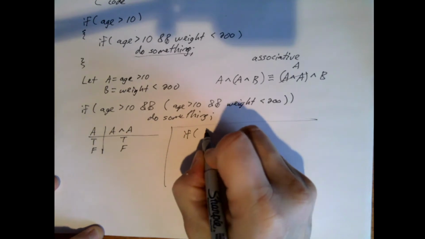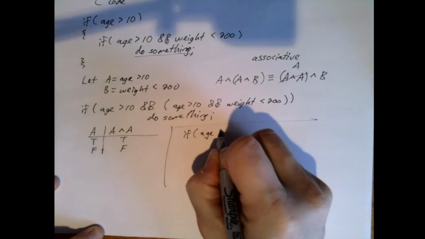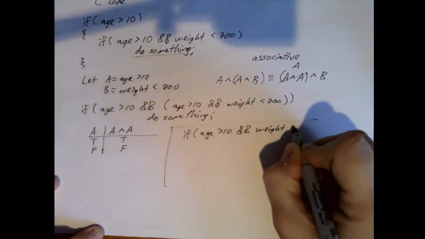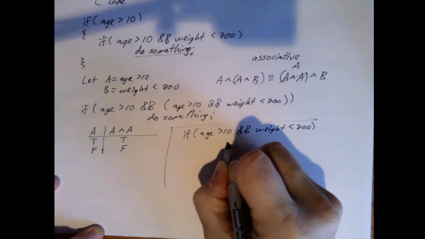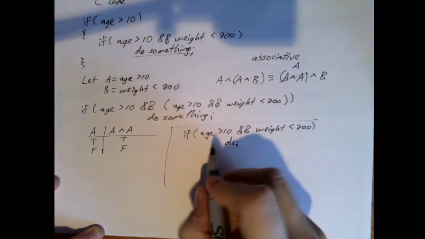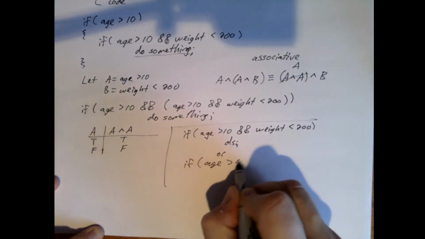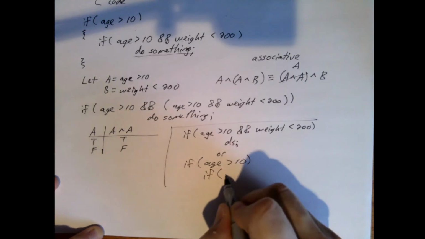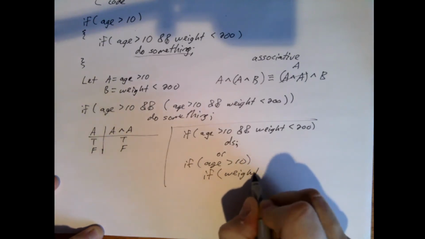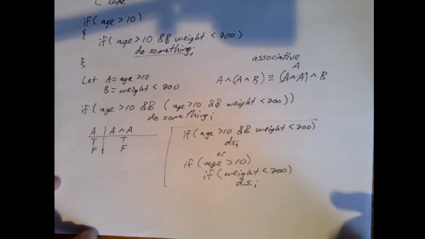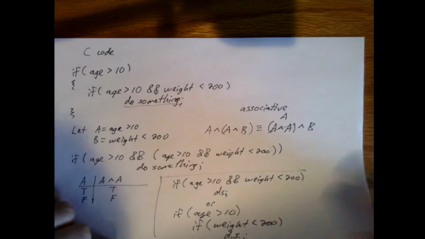Either if age is greater than 10 and weight less than 200, we'll say do something. Or, if you prefer, like I said, if age greater than 10, then ask the follow-up question, if weight less than 200, do something. Okay. They may look at that and say, wow, that's pretty simple. Let's do one that's not as obvious.